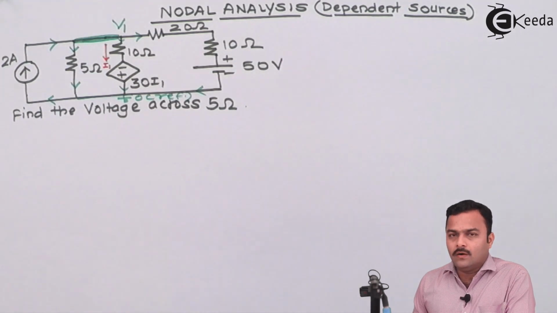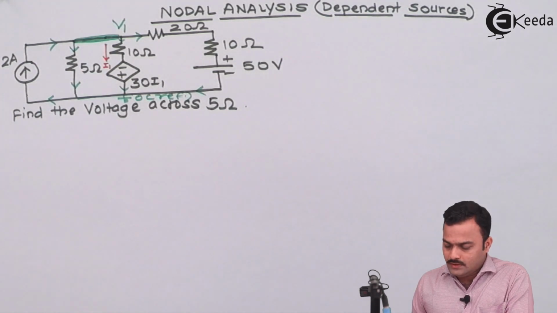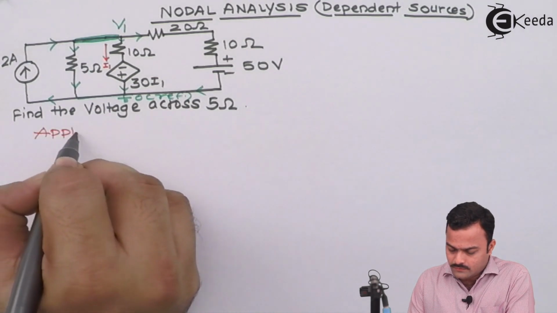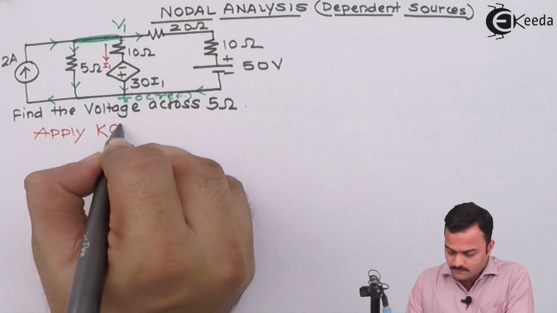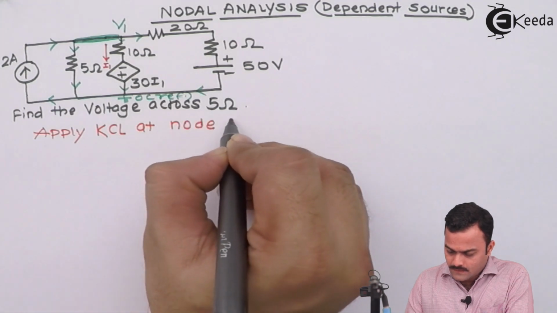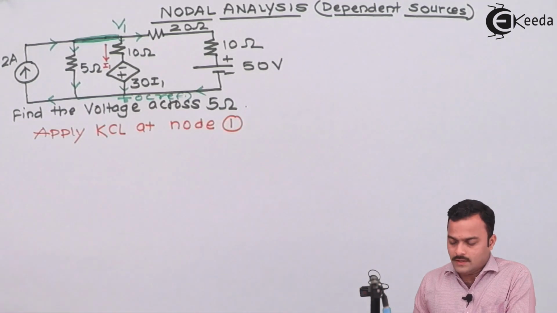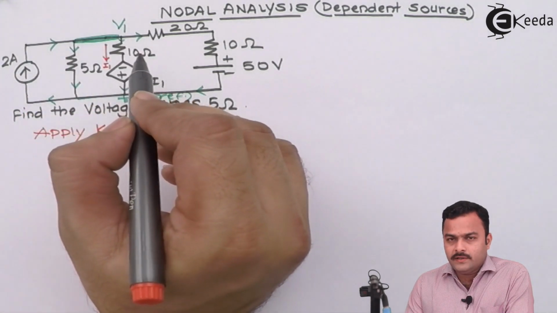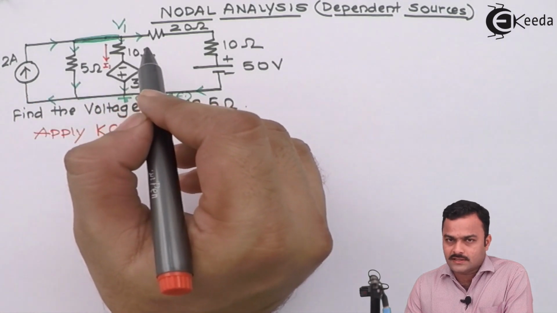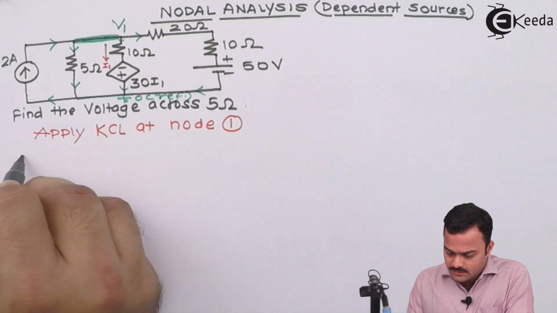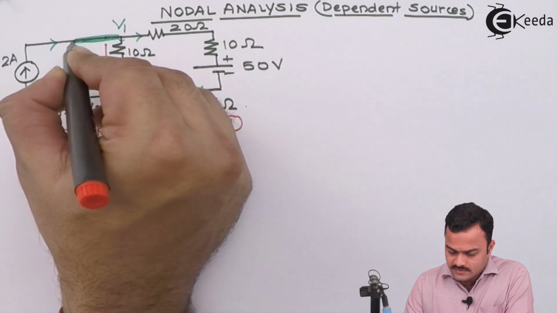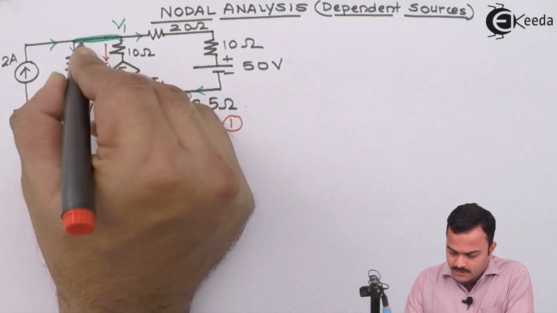We'll have only one node and one equation to write. So let's apply KCL to that particular node. We are applying KCL at node 1. We have 4 branches meeting at node 1. Out of that, 1 is incoming and the remaining 3 we have considered as outgoing. So the incoming current is 2 ampere. So 2 equals all these outgoing currents. The first starts at V1 and ends on the reference.